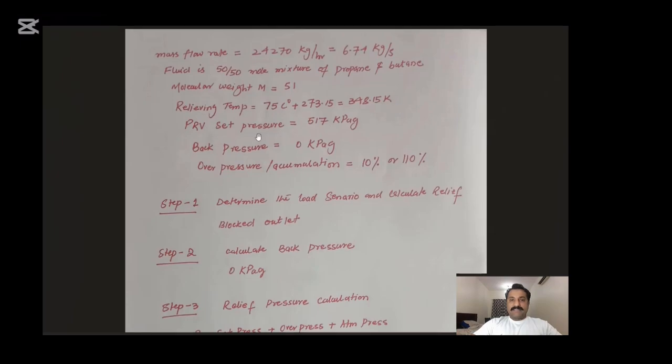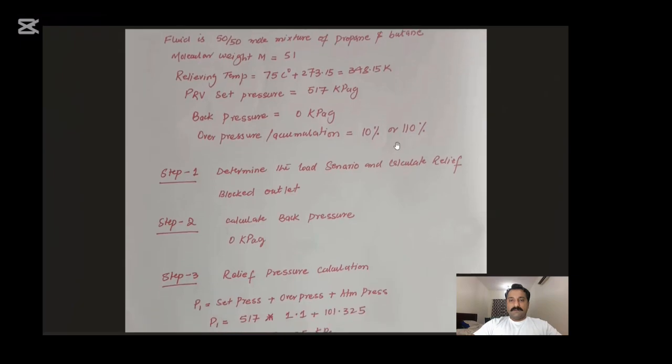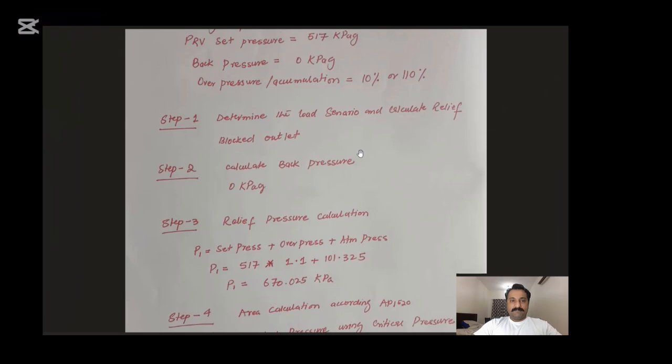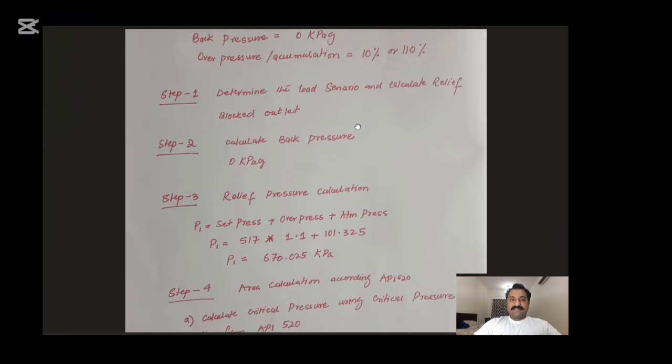Okay, this PRV set pressure is given in the statement, that is 517 kPa. This is the back pressure, which is also given, 0 kPa. Overpressure or accumulation is also mentioned, 10%, or 110% of maximum allowable working pressure. So we are starting step by step.